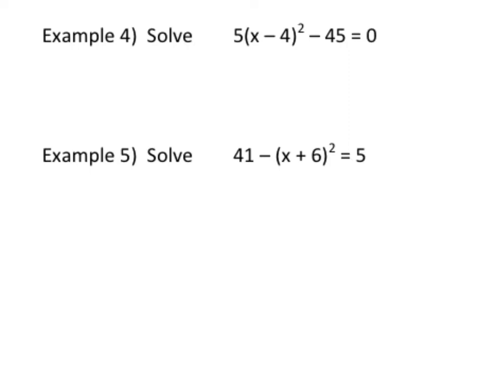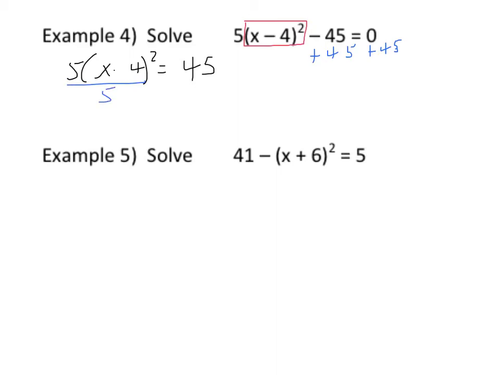Lesson 8.4, Video 3. Here we have a little bit more work to do. So if we go ahead and start the same process of trying to get the squared term alone, which in this case would be this, we would add 45 first. And that gives us 5 times (x minus 4) squared equals 45.